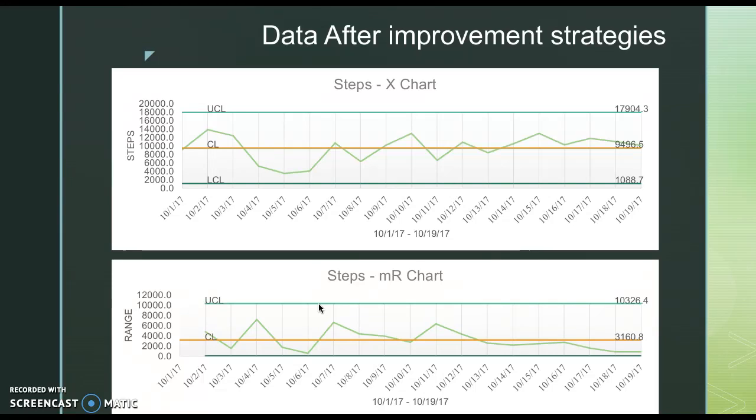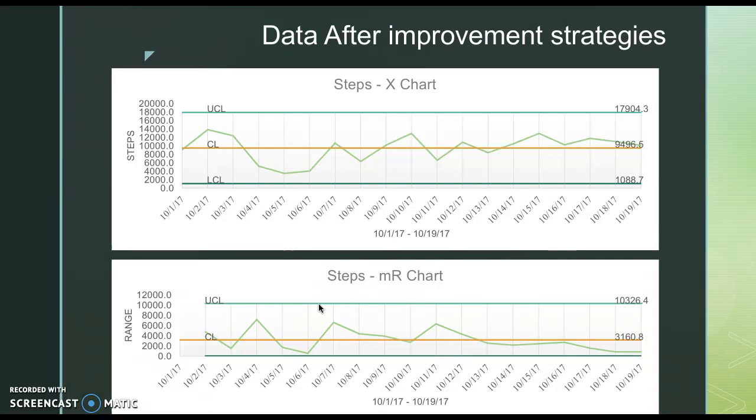So I kept on collecting data after implementing the improvement strategies. This is the data of 20 days from October. And as you can see here, a couple of things I noticed in my X bar and R charts compared to the previous data is my range is not as wide as previous ones. That means I'm more consistently hitting the target. The number of days I miss the target is less compared to the past.